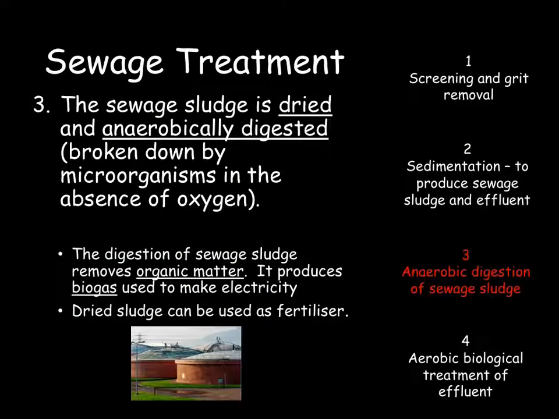First of all, the sewage sludge is broken down by microorganisms in the absence of oxygen, so this is anaerobic digestion. The sewage sludge is dried before it is broken down. This removes any organic matter. It also produces biogas, which we can use to make electricity. The dried sludge can also be used as fertiliser.